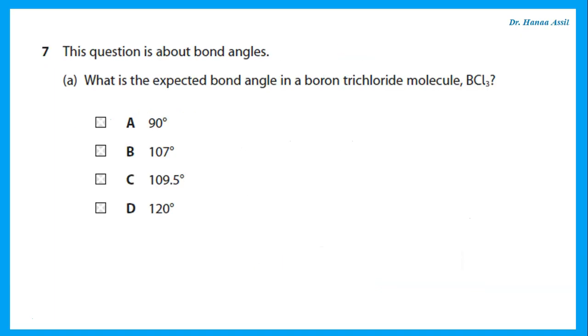This question is about bond angles. What is the expected bond angle in boron trichloride? Again, boron is in group 3. It has 3 electrons in its outer shell. It's going to use all of them for bonding with the 3 chlorines. That means I have 3 shared pairs of electrons, no lone pair of electrons on the central atom, and that means it is trigonal planar with a bond angle of 120.